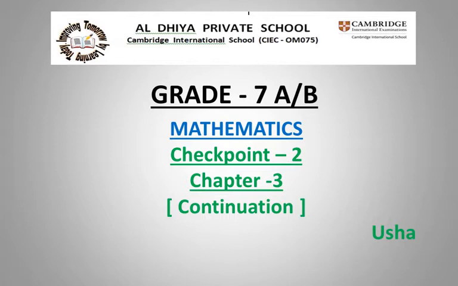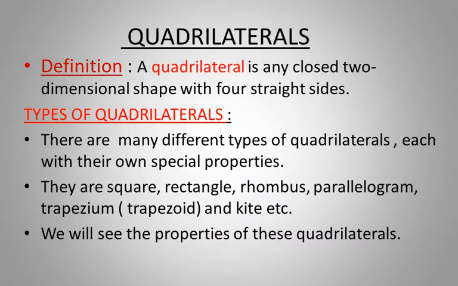I hope all of you remember what a quadrilateral is and what the different types of quadrilaterals are very well. Let us revise it briefly here. So what is a quadrilateral? A quadrilateral is any closed two-dimensional shape with four straight sides. It means it is a polygon with four sides and four angles. There are many different types of quadrilaterals, each with their own special properties. They are square, rectangle, rhombus, parallelogram, trapezium, kite, etc. We will see the properties of these quadrilaterals.